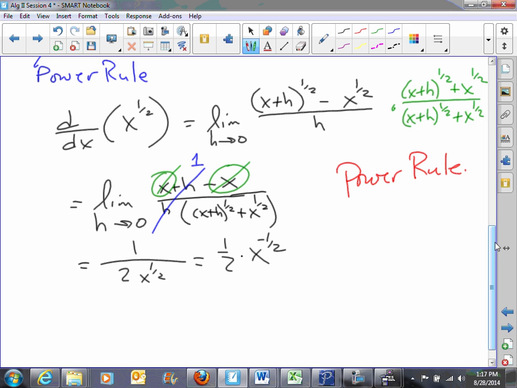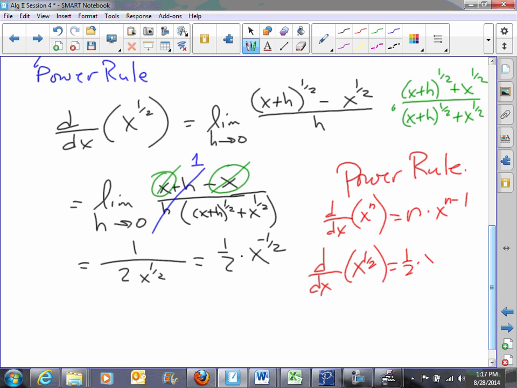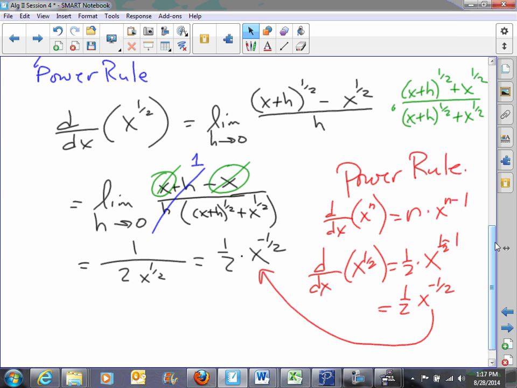Now, if you use the power rule that we came up with, in other words, the derivative with respect to x of x to the n is equal to n times x to the n minus 1. Well, in this case, the derivative with respect to x of x to the 1/2 would be 1/2 times x to the 1/2 minus 1, which is 1/2 x to the negative 1/2. So that's a pretty amazing coincidence if it isn't true for all real numbers. And it turns out that it is. It's just a little bit difficult to justify at this point.